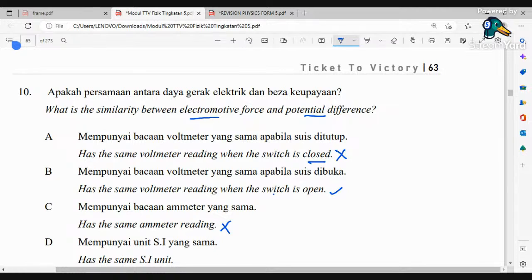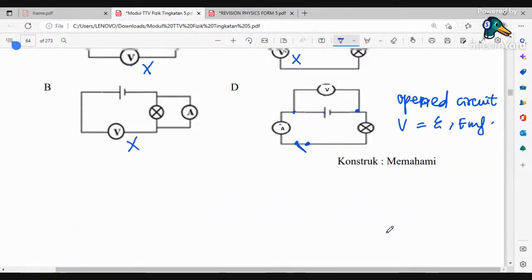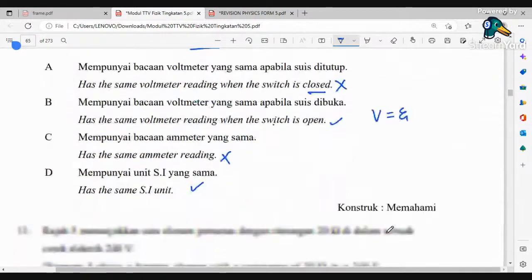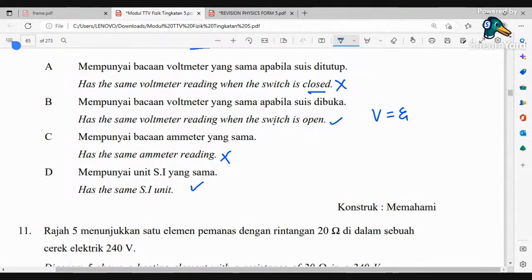Ini patutnya betul juga, voltmeter reading equals to E when switch open. Okay, tengok yang lagi. Has the same SI unit, so also correct. Sebab tak ada circuit given untuk reference, so tak apalah, kita boleh accept 2.